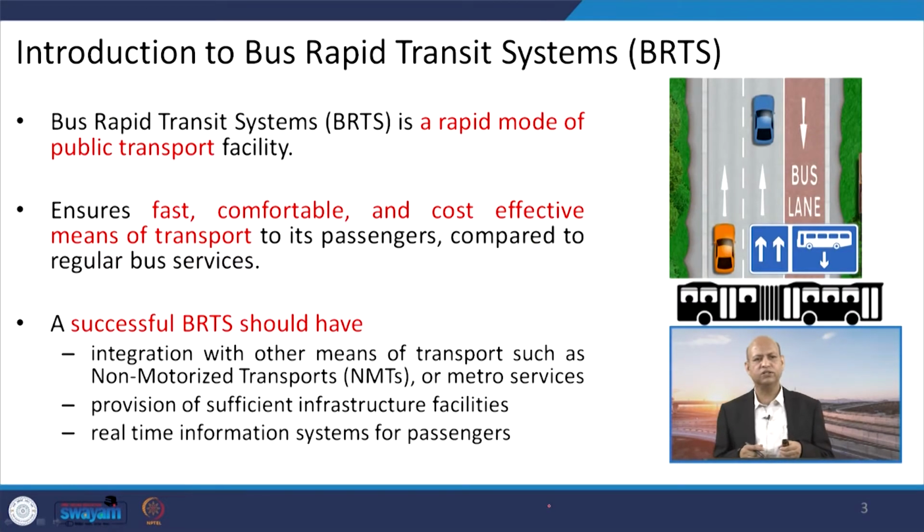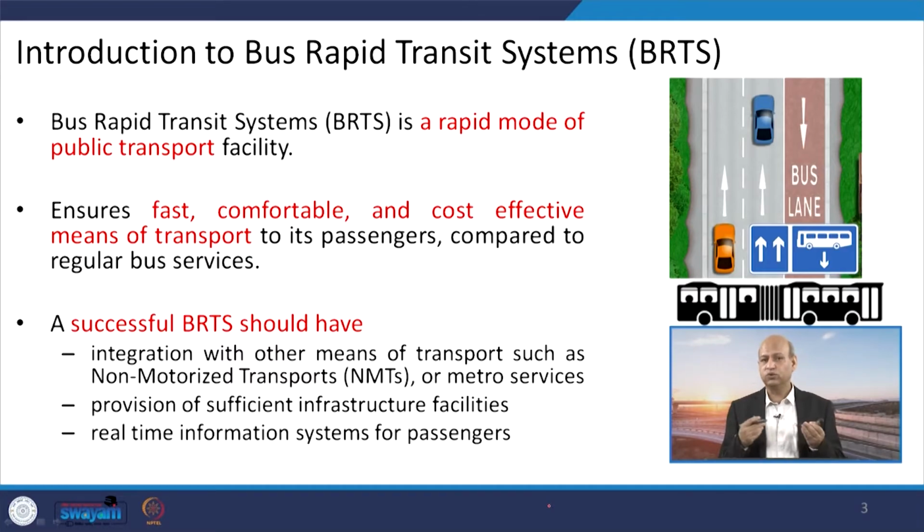As an introduction to the BRTS system, we present it as a public transportation system because it uses buses, has a lot of capacity for passengers, and the trips are quite frequent. It is a kind of mass rapid transportation system. That is why it is named bus rapid transit system: it is quite fast, and it takes people to their destinations quickly.